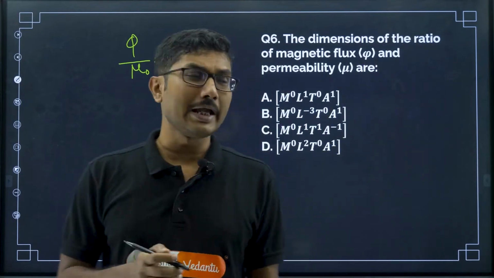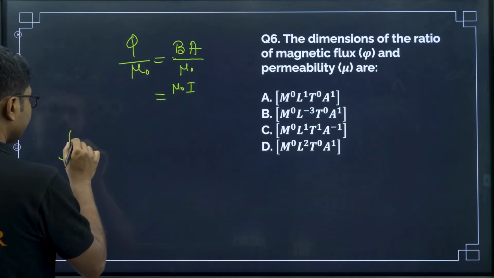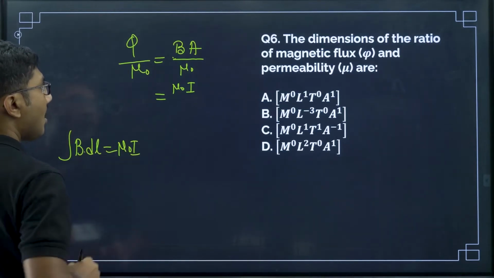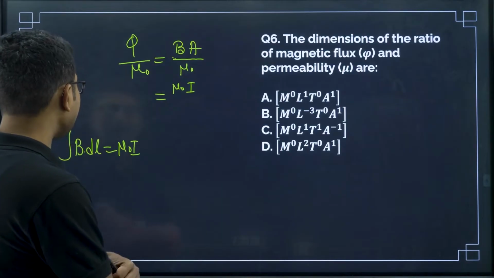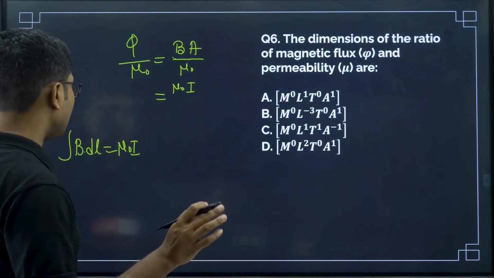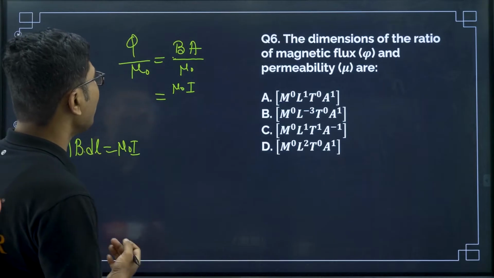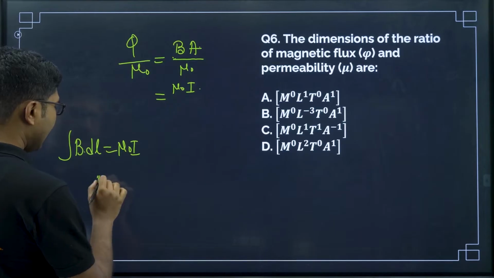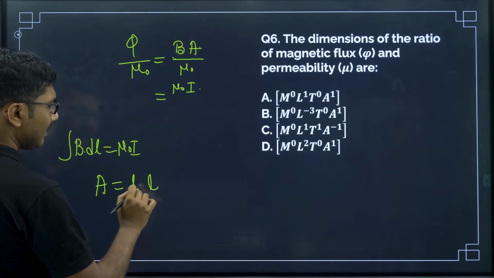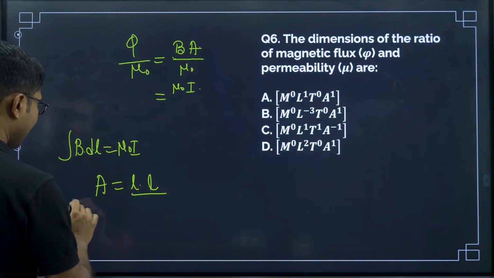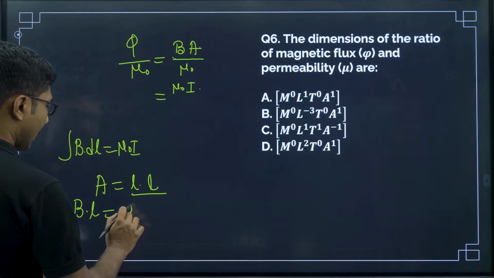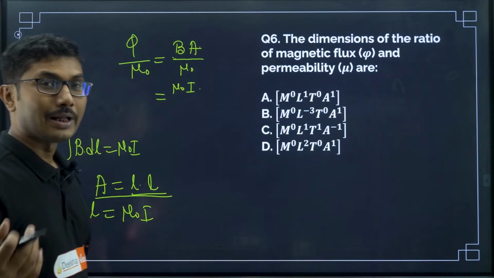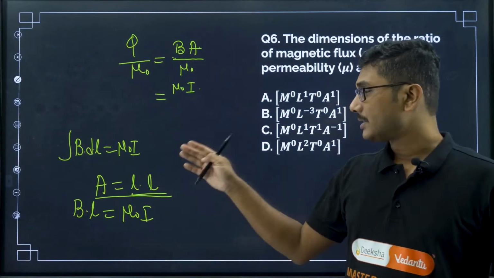Why BA is mu naught I? If you remember B dot dA, okay. So mu naught I, but it is with dL, not with A. So what you have to do, mu naught A, and instead of writing area, what is area? Area is nothing but L times L. If you take one of the L out, so B times L equals to mu naught I, okay. So B, if you write A as L times L, length into length, suppose it's a square loop.